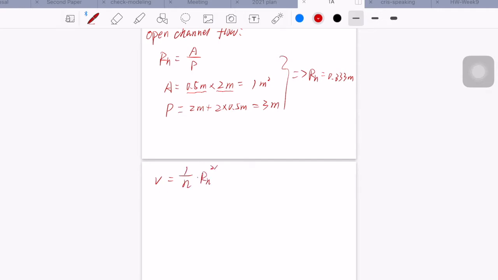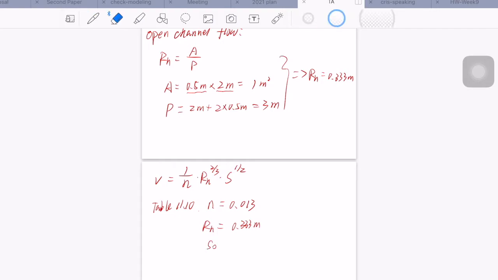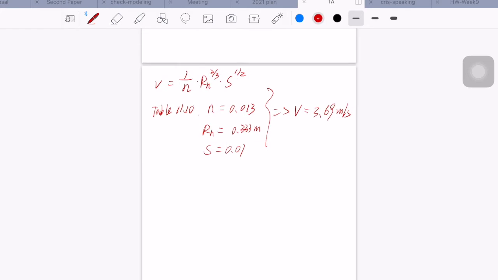And based on the Manning's equation, we know the V should be equal to 1 over n times Rh to the power of 2 over 3 times S to the power of 1 over 2. And based on the table 11.10 in the textbook, we can find that for the concrete channel, the n should be equal to 0.013, and we determine that Rh is 0.333 meters, and the S equals 0.01, so we can determine the velocity equals 3.69 meters per second.